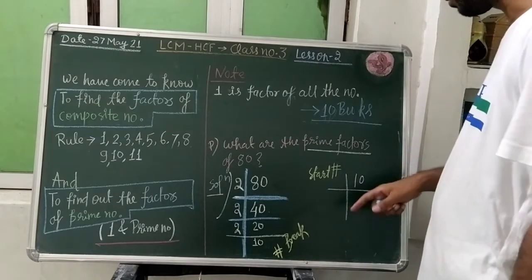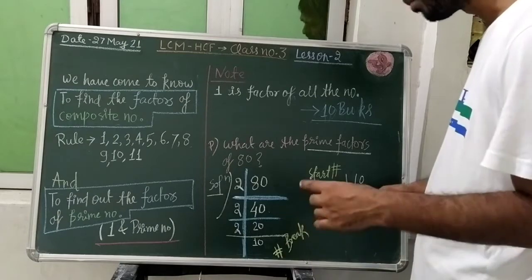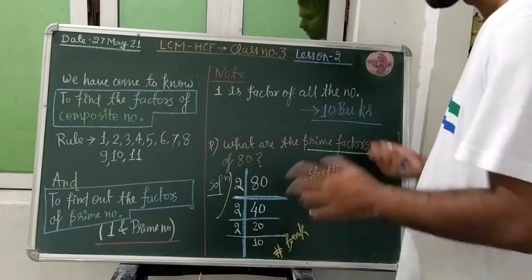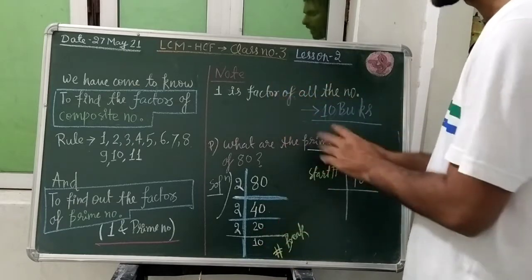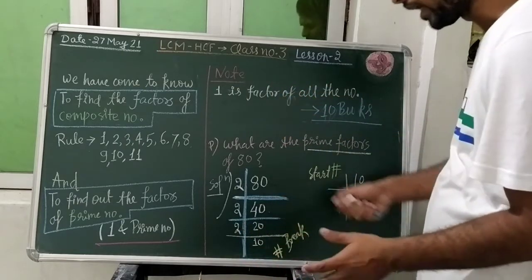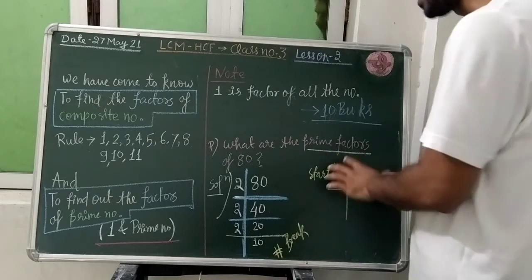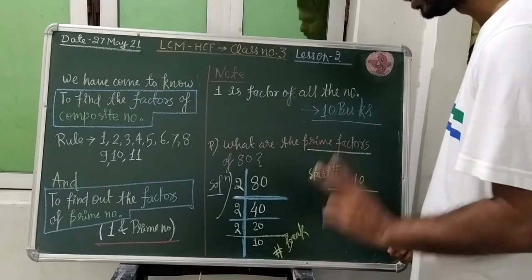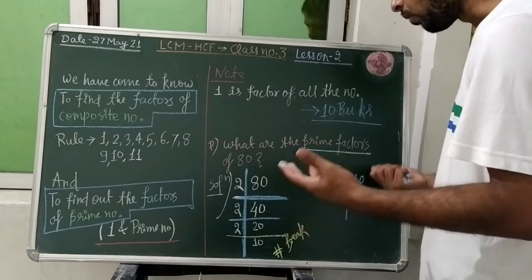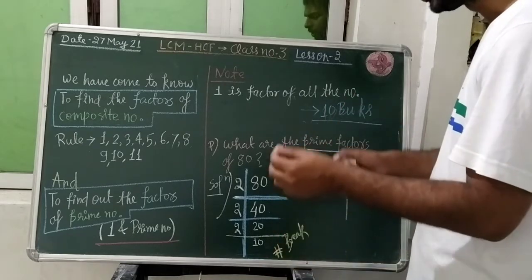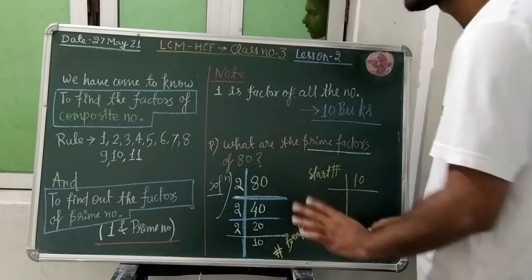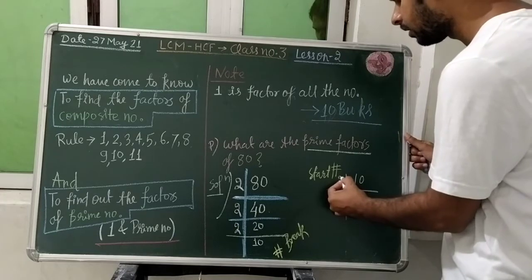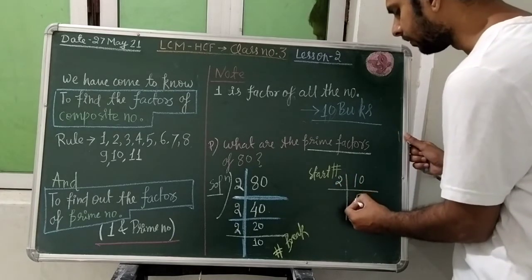So where shall we start? From 2 we shall start. From 1 to 11 we will check, but since 1 is a factor of all the numbers, whenever we are finding the prime factors of any number, we will not select 1. We shall start from 2. Whatever number of times 2 is going to divide that number, first we shall check that. So 2 divides this 10, and it will go 5.